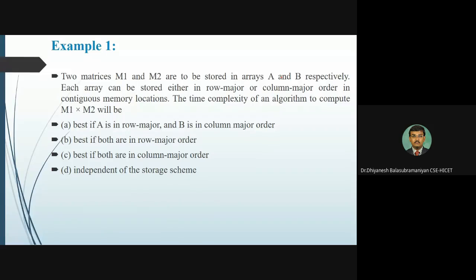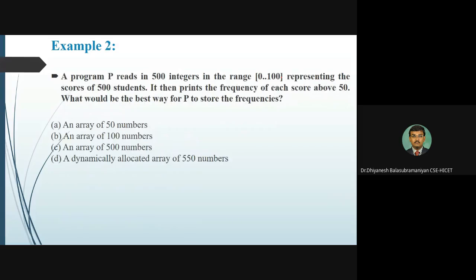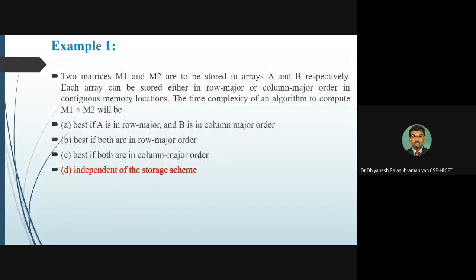So with this general introduction about the array, let's go for some examples. Here I have two examples that I got from GATE. The two matrices M1 and M2 are stored in the arrays A and B respectively. Each array can be stored in either row-major or column-major order in contiguous memory allocations. The time complexity of the algorithm to compute M1 and M2 will be?